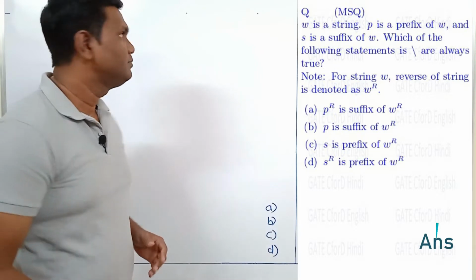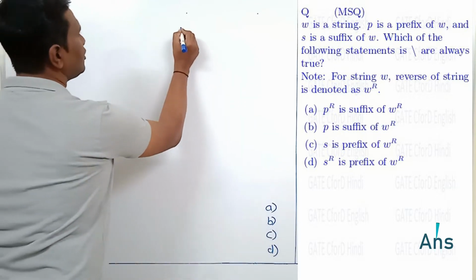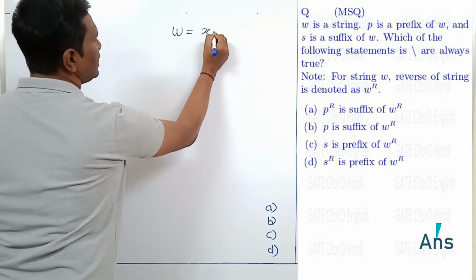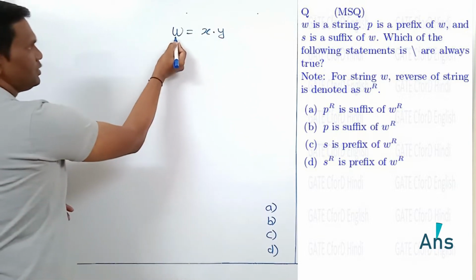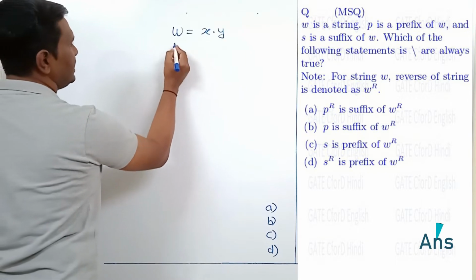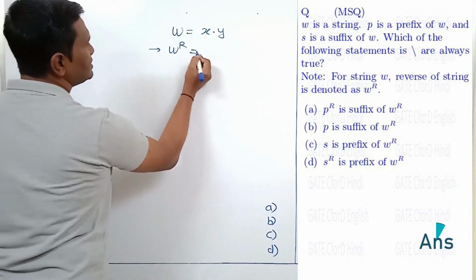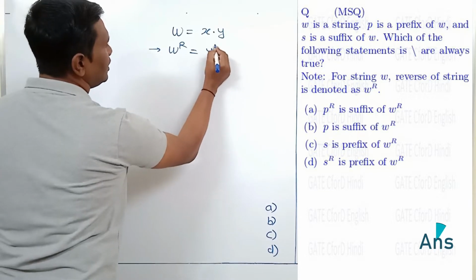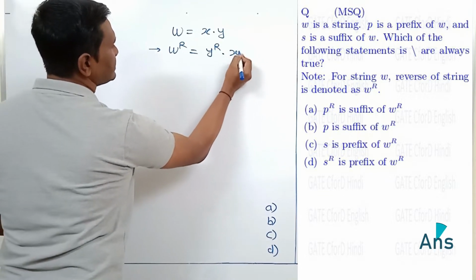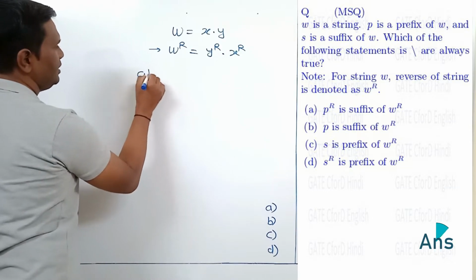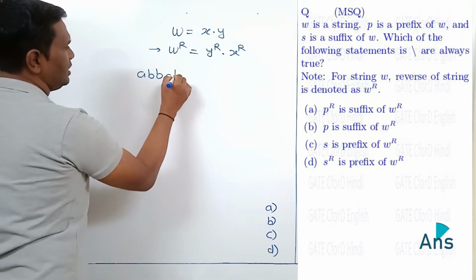Now to solve this problem, consider a simple lemma: if W is equal to x dot y, if W is the concatenation of two strings x and y, then WR is equal to YR dot XR. Consider one example, ABBAB.